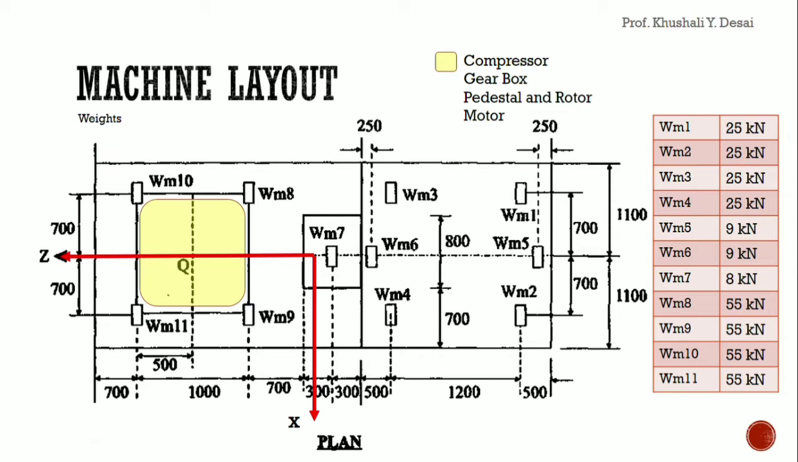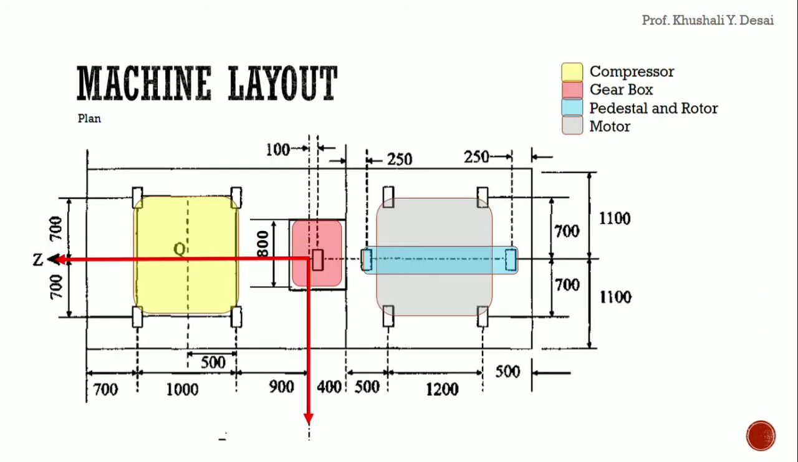The compressor of 220 kilonewton is divided into 4 corners of 55 kilonewton each. Similarly, the gearbox has WM7 weight as 8 kilonewton. Pedestal and rotor net weight was 18 kilonewton, so WM5 and WM6 are 9 kilonewton each, and that of the motor is 25 kilonewton each on the 4 corners. These are the dimensions given, and the X and Z axes in the plan are noted.